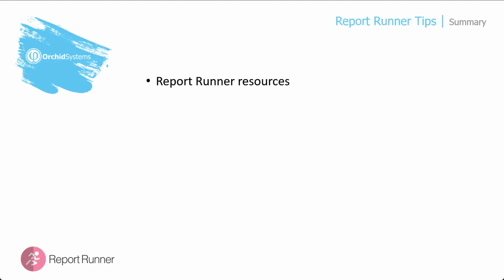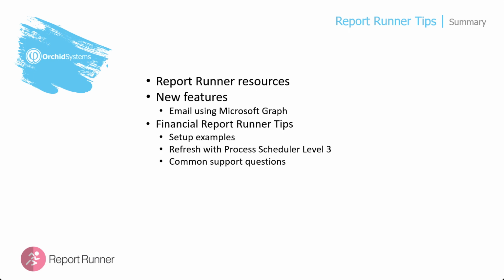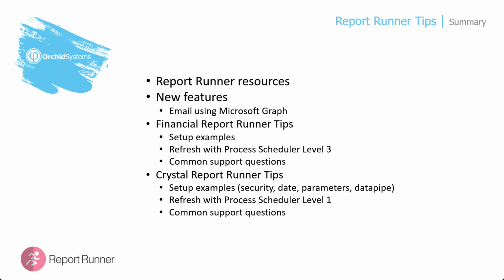In conclusion, we've looked at some Report Runner resources, videos, online help, and knowledge base articles, discussed some new features to email using Microsoft Graph, shared some financial report tips with some detailed setup examples, looking at refreshing with Process Scheduler Level 3 and some common support questions. Similarly, with Crystal Report Runner, we've looked at some setup examples with security, date, parameters, data pipe, refreshing with Process Scheduler Level 1, and some common support questions.